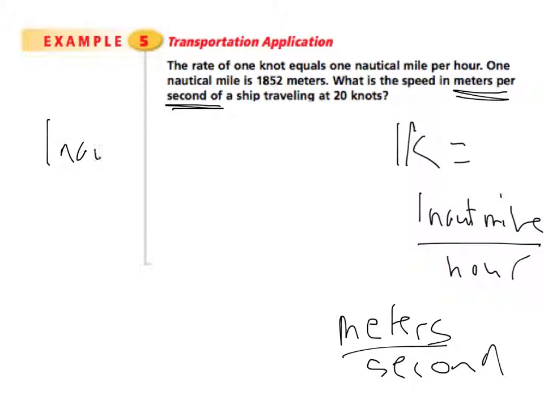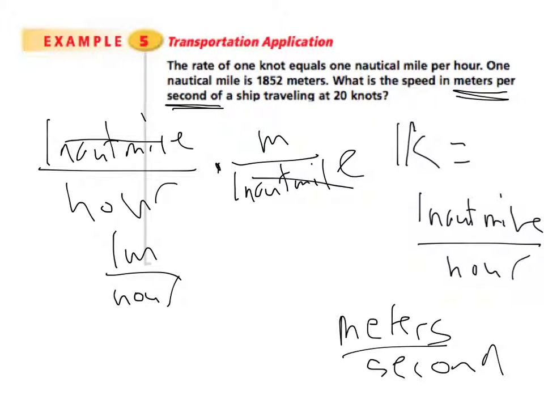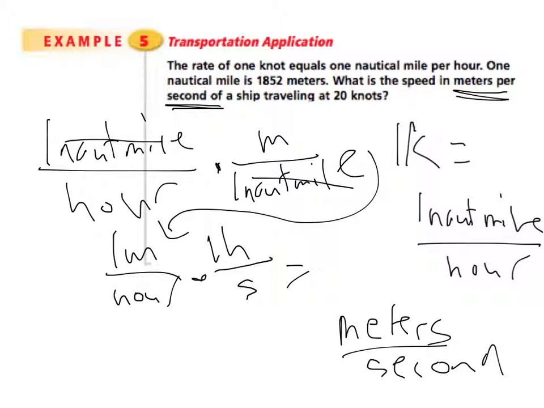So we have 1 nautical mile per hour. To get rid of the nautical mile, we have to multiply by 1 nautical mile, and we want that to become meters, okay? Because this is going to cancel. So now we have 1 meter per hour. Okay, so now it's 1 meter per hour. And in that 1 meter per hour, we're going to multiply 1 hour by seconds. So we get the hours canceled, and now we have 1 meter per second.